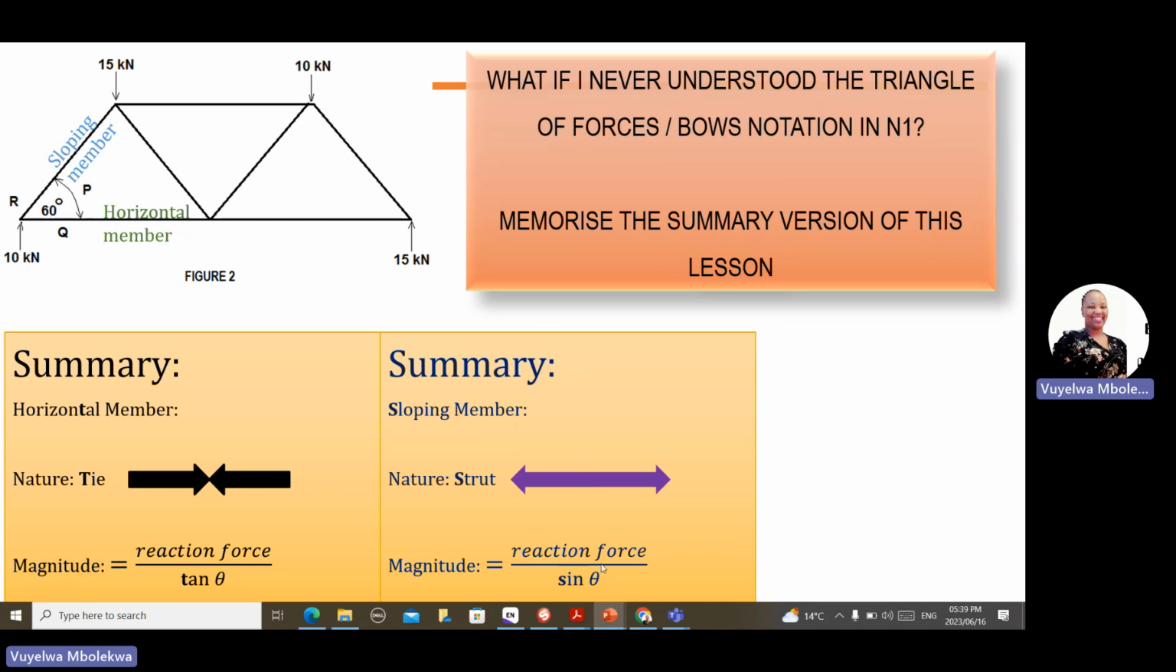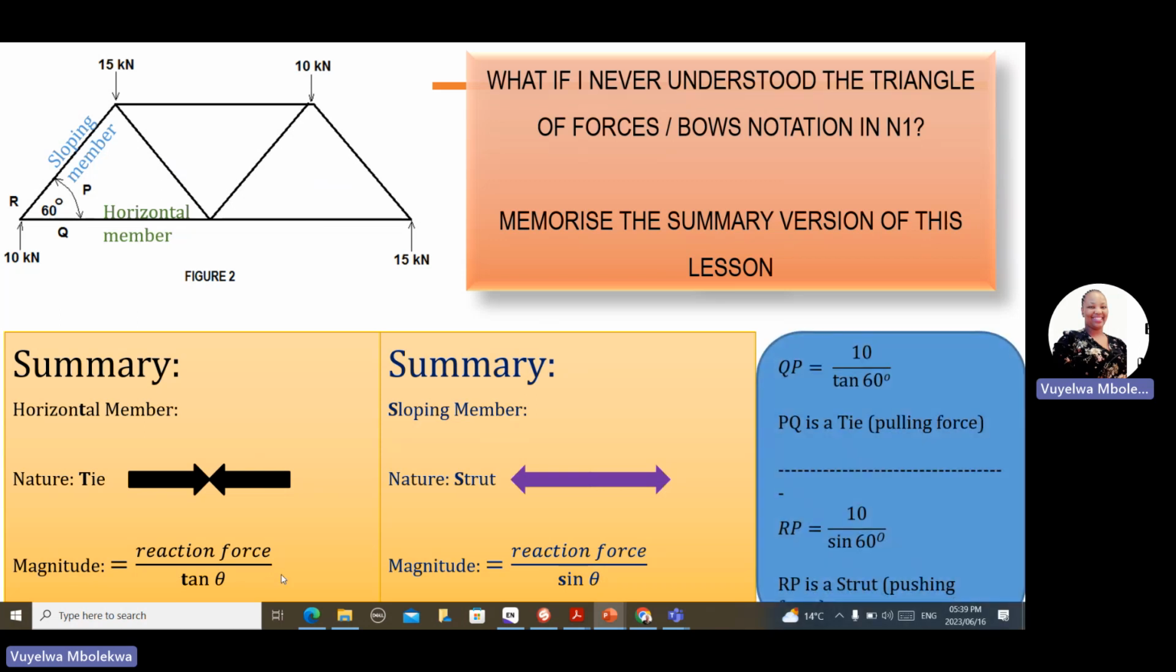Okay, so it's quite easy to remember. The sloping member is a strut. You use the sine to calculate it. But the reaction force is always the numerator and the trig ratio is the denominator. The horizontal member is a tie. You use reaction force over tan to calculate it. So that is how it's going to be.